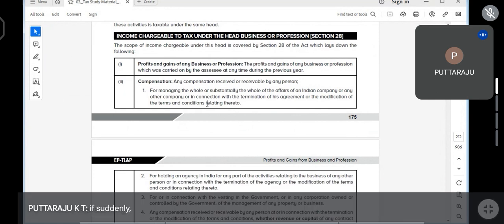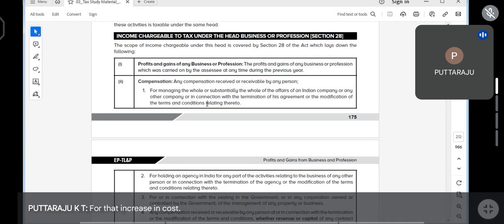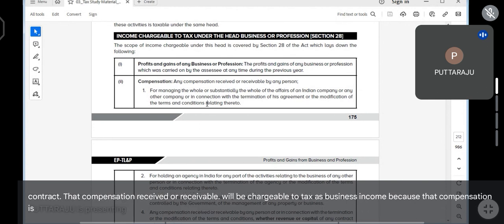If suddenly some modification happens, in that case, your cost becomes more. For that increase in cost, if any compensation is received from the customer for modifying the terms of the contract, that compensation received or receivable will be chargeable to tax as business income, because that compensation is received by virtue of modification of the business contract.